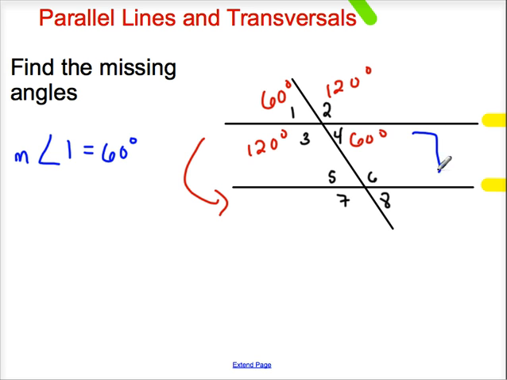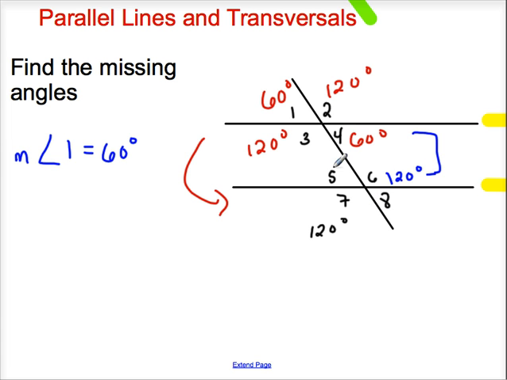Very good. So we're saying 4 and 6 are same side interior, so angle 4 and angle 6 must equal 180. That means this has to be 120 degrees. And as soon as you get one of them, the rest are pretty easy to get as well. If 6 is 120, then 7 has to be what and why? 120, because of vertical angles.